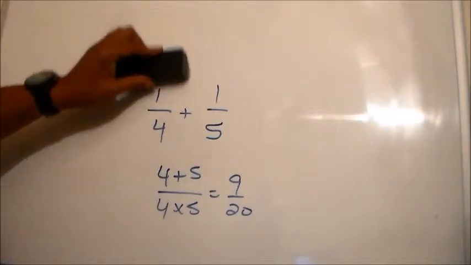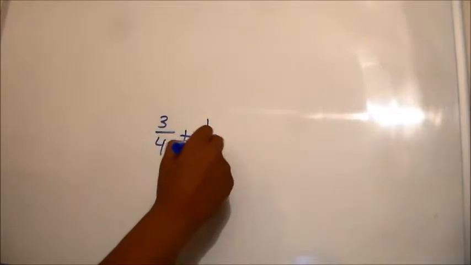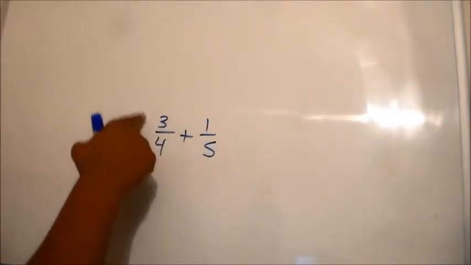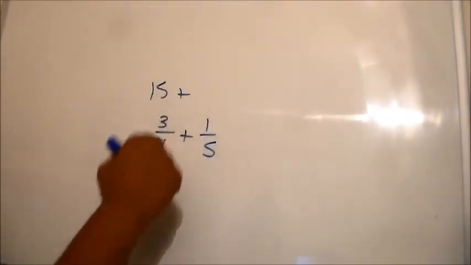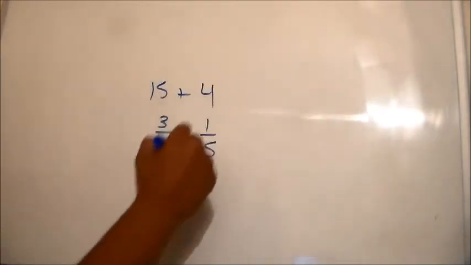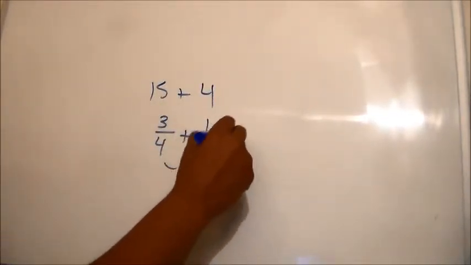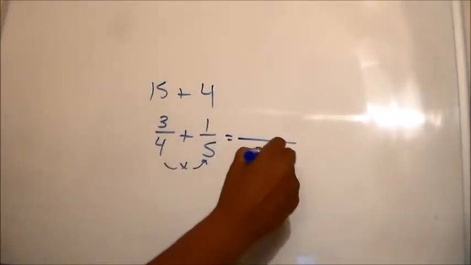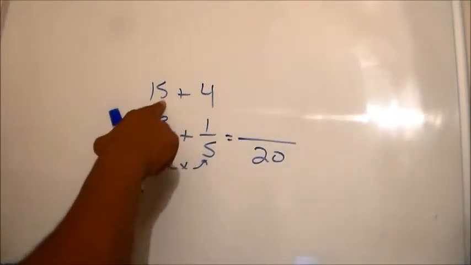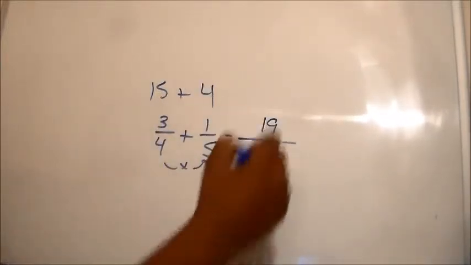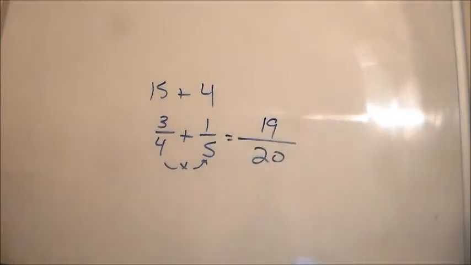Okay, I was trying to look for another one, but we'll just press on because I want to stay with my method. 3 over 4 plus 1 over 5. 5 times 3 is 15. 4 times 1 is 4. We'll multiply the denominators. We'll get 20 for our denominator, and 15 plus 4 is 19 over 20. It cannot be reduced anymore.